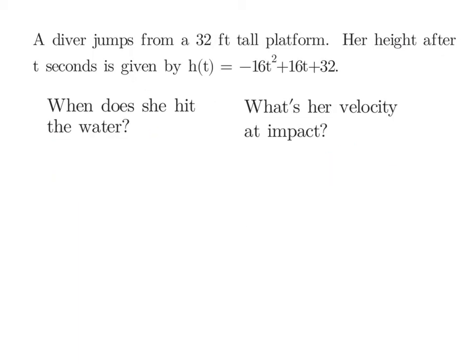Let's take a look at another problem where a diver jumps from a 32-foot tall platform. Her height after t seconds is given by h of t equals negative 16t squared plus 16t plus 32. What's happening in this problem now is that the object is the diver, and she's not just being dropped, she's jumping. So she has some initial velocity where she's going up first before coming down. Now, she's starting off at 32 feet.